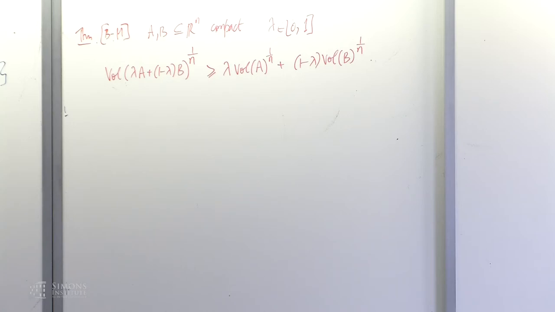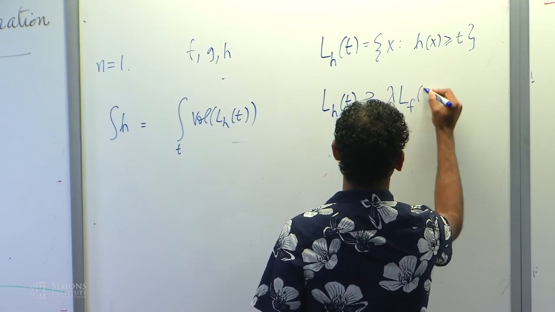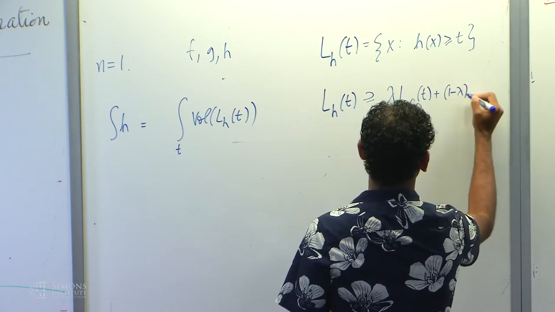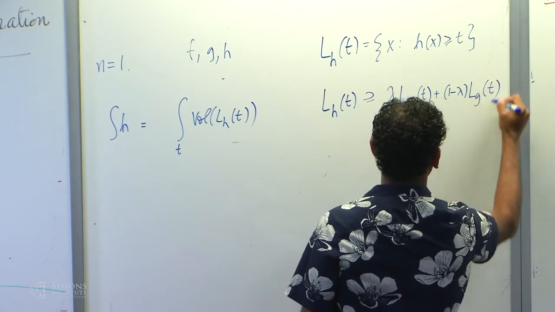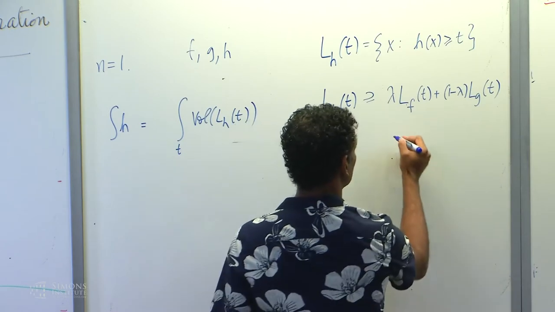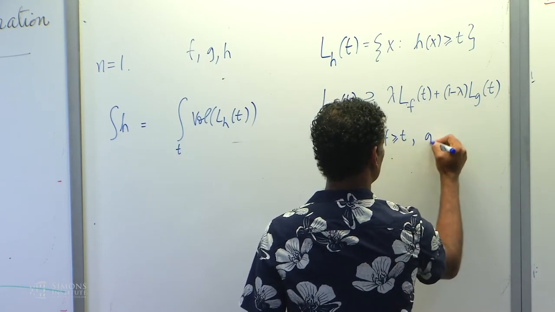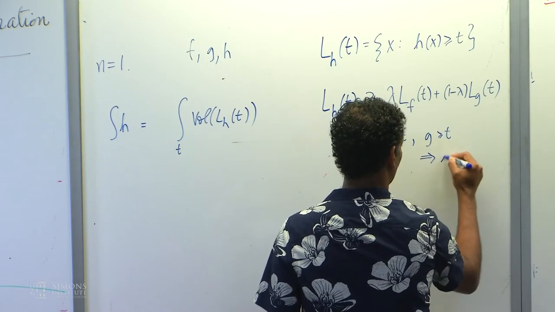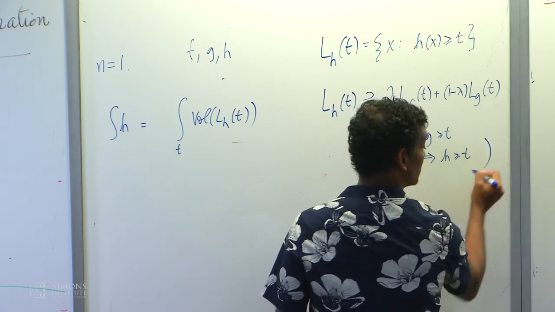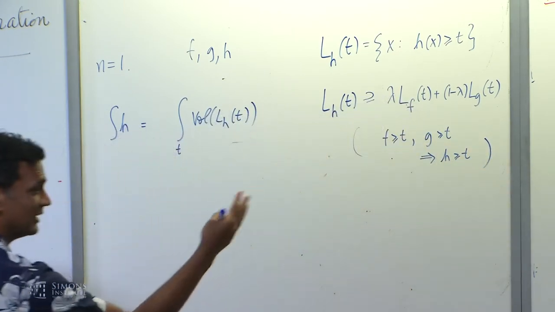Now, what can we say about these level sets for the three functions, given the property? The only thing we're going to claim is that the level set of h includes the convex combination of the corresponding level sets: lambda L_f(t) plus 1 minus lambda L_g(t). This is clear because if f is at least t and g is at least t, this implies that h is at least t. So the level set contains this.